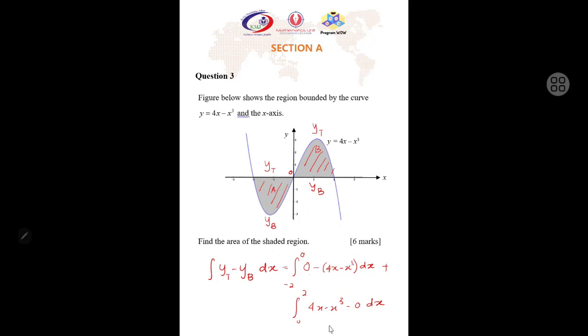Okay, so this is the function that you need to solve to find the area of the shaded region. Okay, so the solution for the area, as I have mentioned just now, you have a negative sign here from -2 to 0 because of the formula y top minus y bottom. So this is actually 0 minus 4x minus x cubed. Okay, so this one is K1, 2 marks here, and then you integrate this function. First, multiply the sign inside the bracket, so you will get negative 4x plus x cubed.